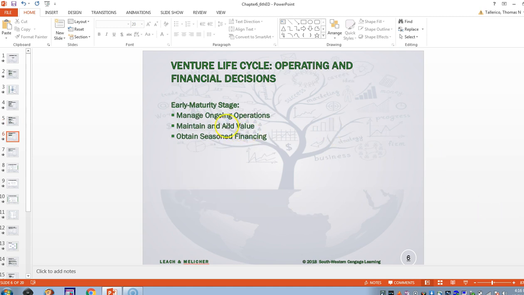And of course, we have the early maturity stage where we start really managing the company in an ongoing way, and we maintain and add value. And then we start adding more financing, again, if needed, seasoned financing from many different sources.